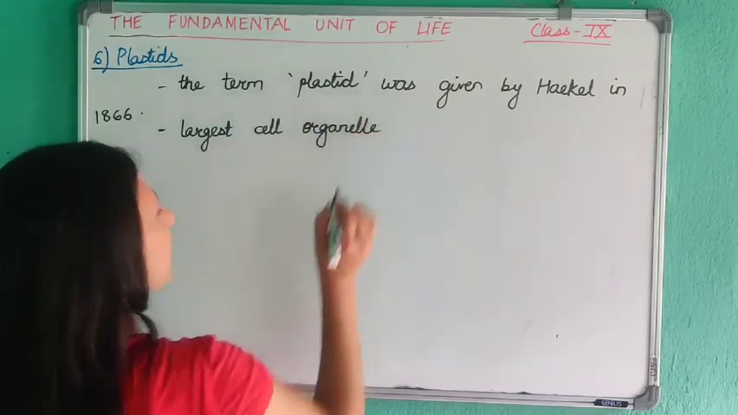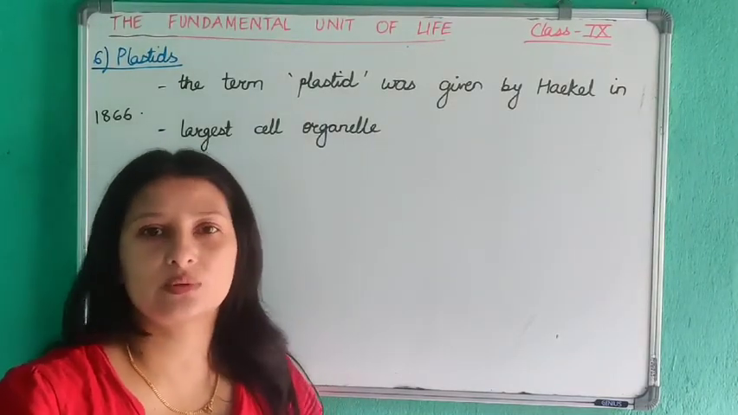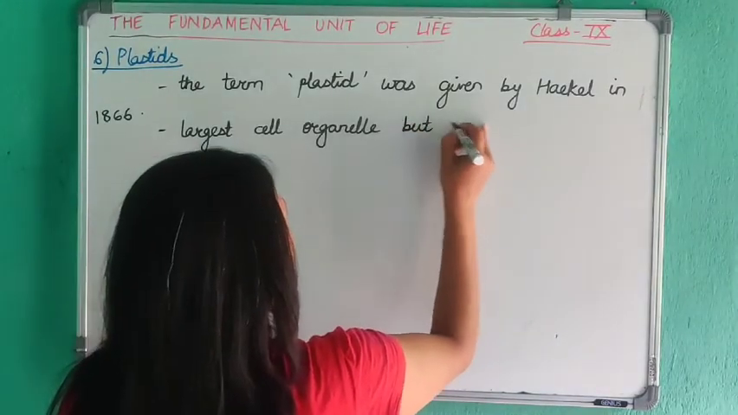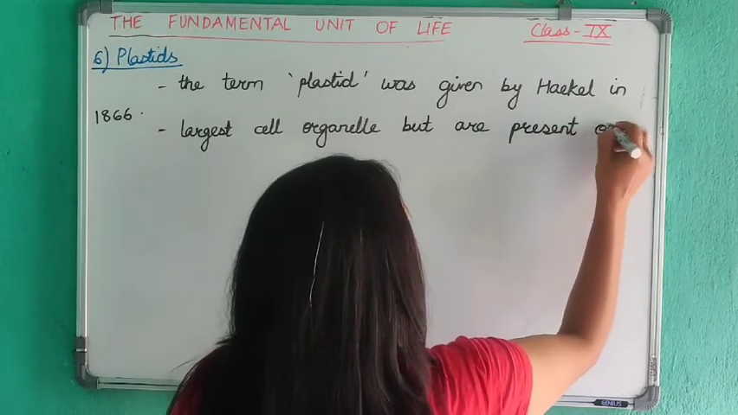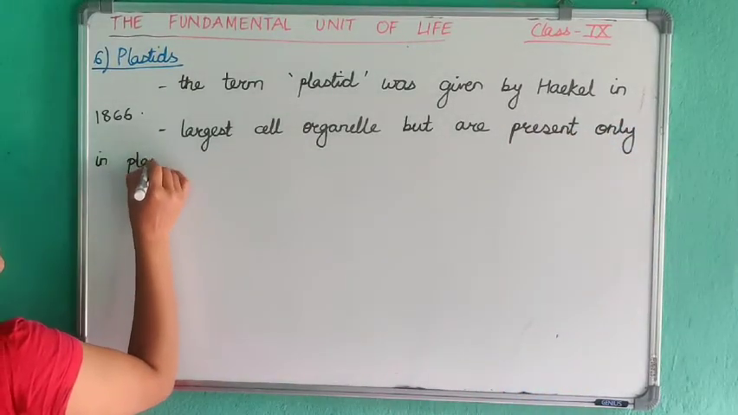सबभन्दा ठुलो सेल organelle चाहिँ plastids हो. Smallest cell organelle कुन चाहिँ हो? Ribosomes. Okay, but plastids are present only in plant cells.